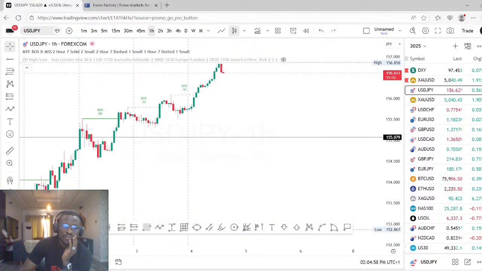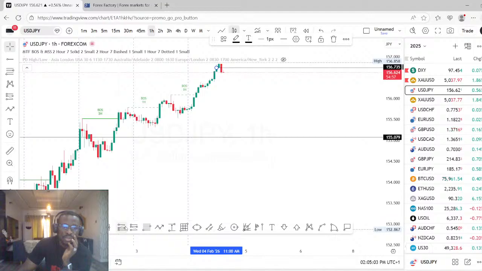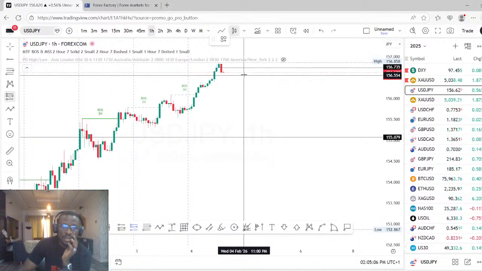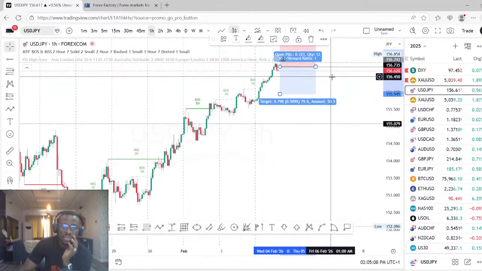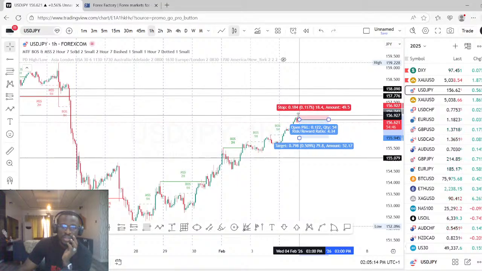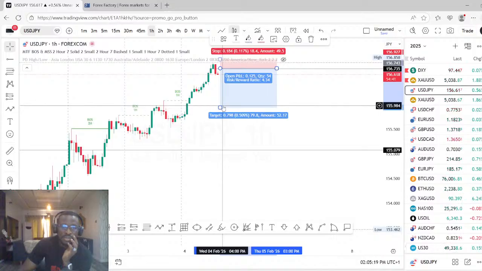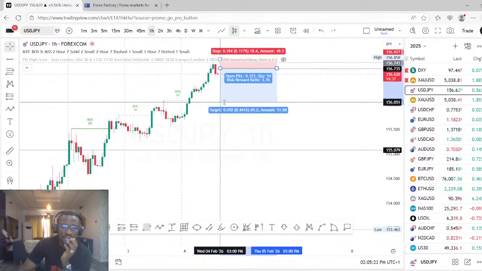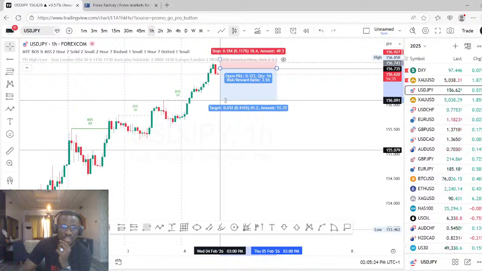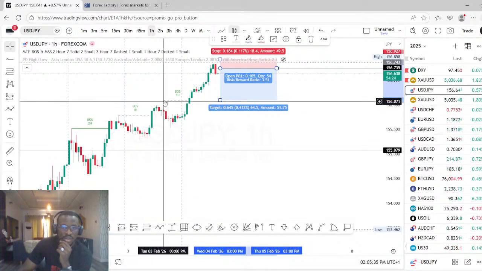I'll be looking forward to taking sales once price comes back into the zone. So here we go. My stop loss will be right above this level. This is actually going to be a quick scalp into the zone. So yeah guys, let's patiently wait and see how the market reacts around this level. That will be all for USD JPY guys.